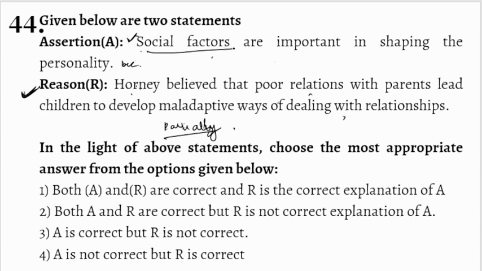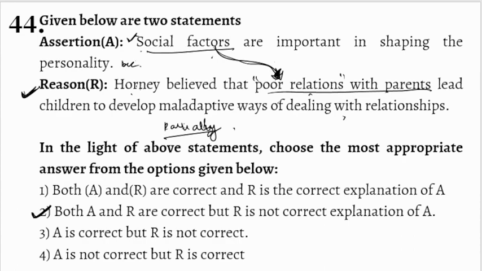Because there are multiple social factors, not just the relationship with parents, right? There is the relationship with your peers, your self-esteem, maybe your academic performance, your relationship with your teachers, etc. So there are various social factors, and it just talks about one factor, which is poor relationship with parents. So it does not explain it fully. That's why A and R are correct, but R is not the correct explanation.